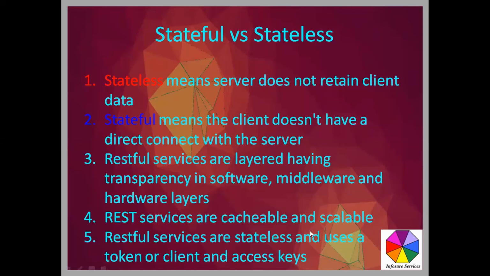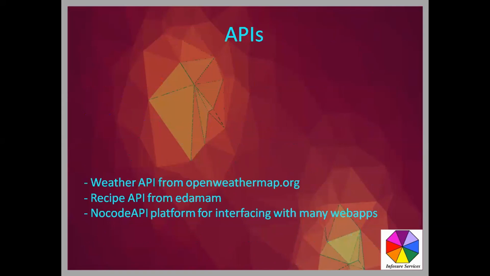So RESTful services are stateless and use tokens. Okay. Sometimes you will see token and access key. So things like that, but token based, bearer tokens is where it is. Okay. So some examples are Weather API, Recipe API, No Code API platform. Other platforms like API Layer are good. Okay. So you said no code API, right? What's it? That's nocodeapi.com.